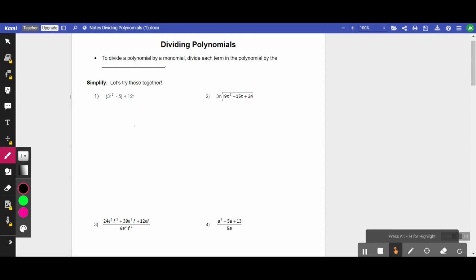So today you're learning how to divide polynomials by monomials. So when you start these here, you'll just divide each term of your polynomial by whatever the monomial is. So that's what you can fill in on the blank up here then. So you'll divide each term in your polynomial by the monomial.